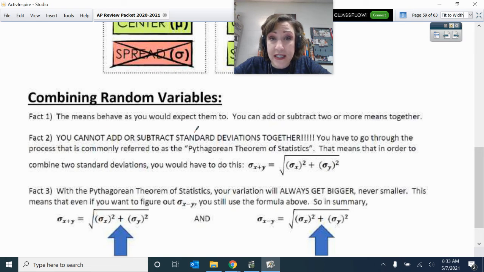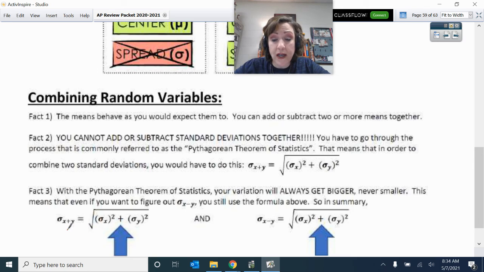Well, if I'm adding or subtracting, those means can add or subtract like normal. But remember that standard deviation has special rules. You have to do that Pythagorean theorem of statistics. The variability in combining our allowances together was not just his standard deviation plus my standard deviation. Nope. You had to do his standard deviation squared plus my standard deviation squared, and then square rooted. That Pythagorean theorem of statistics.